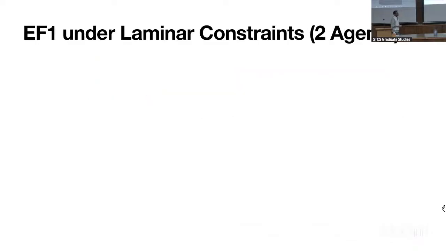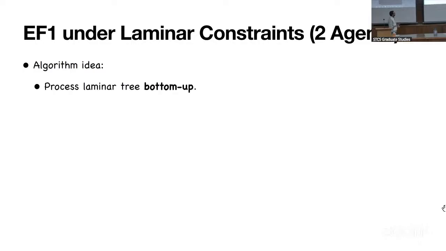So for the Laminar Matroid case for the two agents, we have results, but we have an alternate algorithm that is easy to extend for three agents. So I will first explain this. The algorithm idea is very similar to the cardinality case.